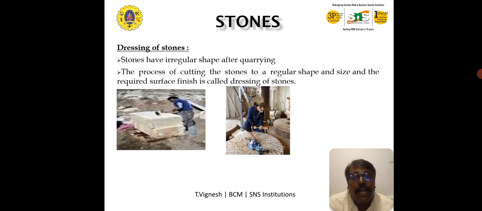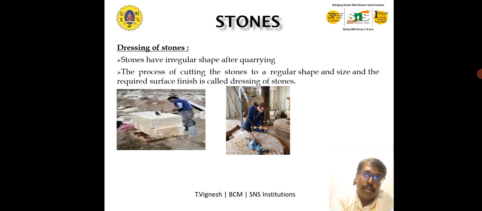Once after quarrying, the stones are in irregular shapes. While constructing a house, we need properly structured stones, right? If we want to obtain regular shapes, then we need to do dressing. Dressing of stone: stones have irregular shapes after quarrying. The process of cutting the stones to a regular shape and size, with the required surface finish, is called dressing of stones. After dressing, the stones will be regular in shape and can be easily used compared to undressed stones.